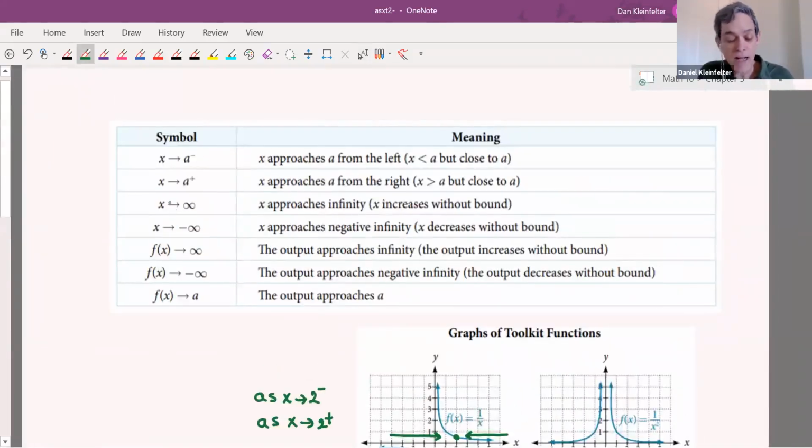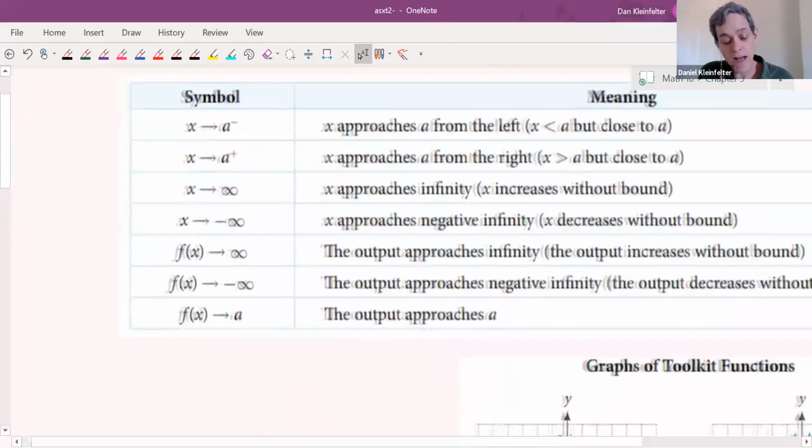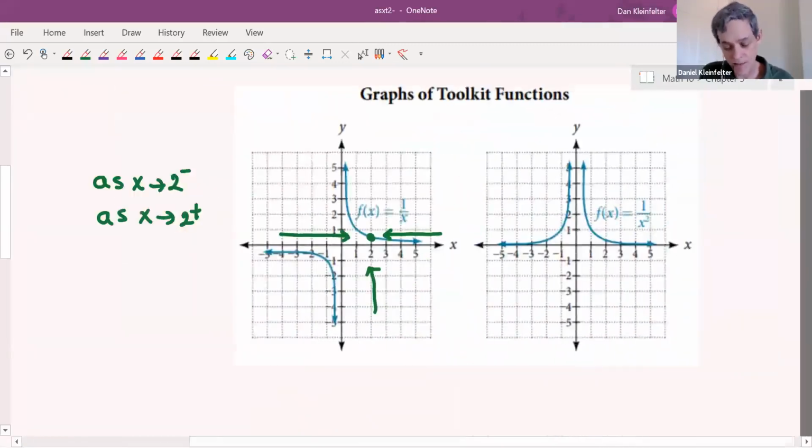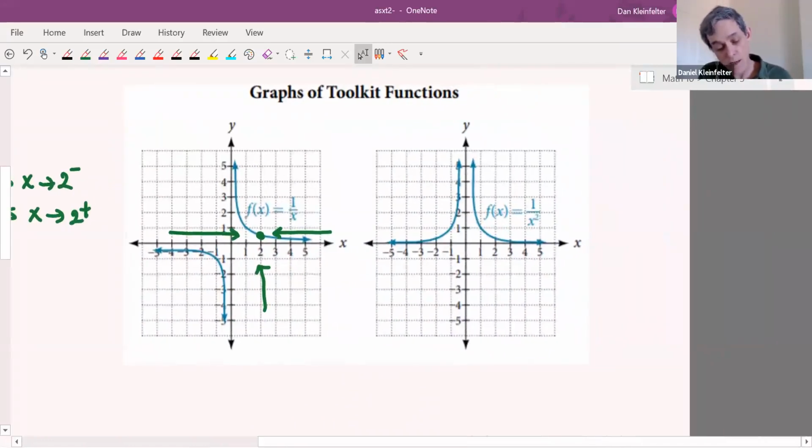We also have x approaching either positive or negative infinity. So that would be not some specific value. So here we could talk about in our 1 over x squared graph, we could think about x approaching positive infinity. We talked about this with end behavior, right? So x is increasing without bound, so it's going towards the right end of the graph. For the left end, x is approaching negative infinity.